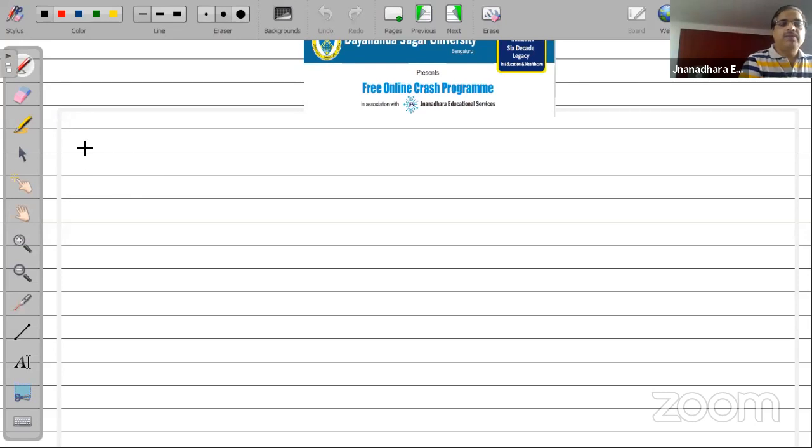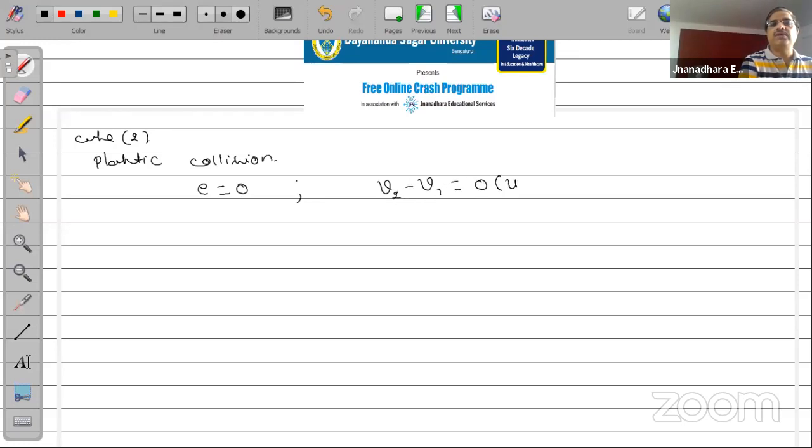Now we will look at the second type of collision. What is the second type of collision? It is the plastic collision. Now this is case 2, right? Case 2, plastic collision. In plastic collision, e is equal to 0. So the velocity of separation will be equal to 0 times the velocity of approach. So therefore, v2 minus v1 is equal to 0. In other words, v2 will be equal to v1. I think now you understand why this is called plastic collision.